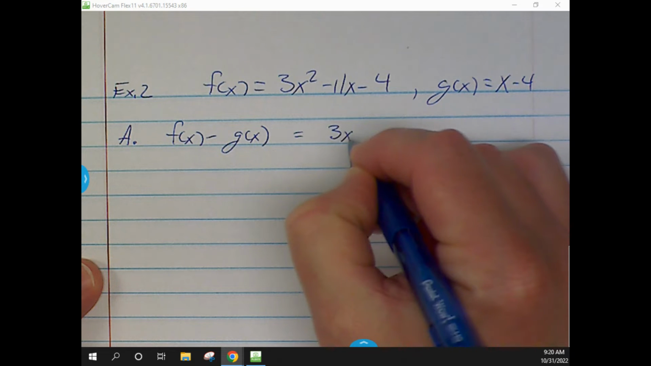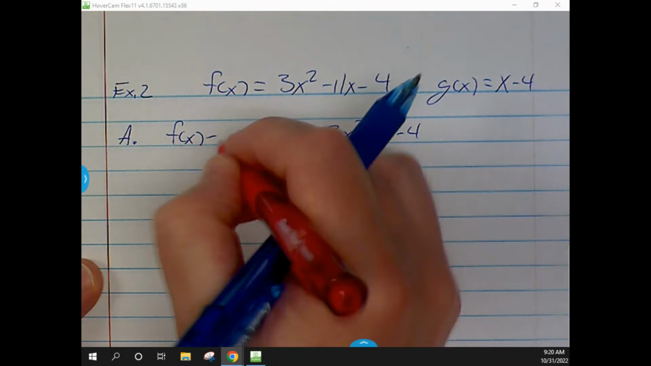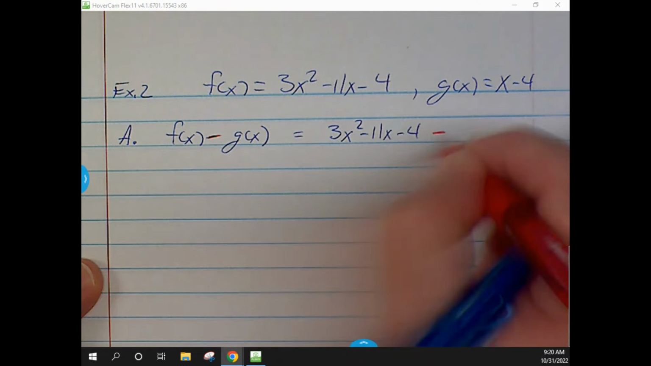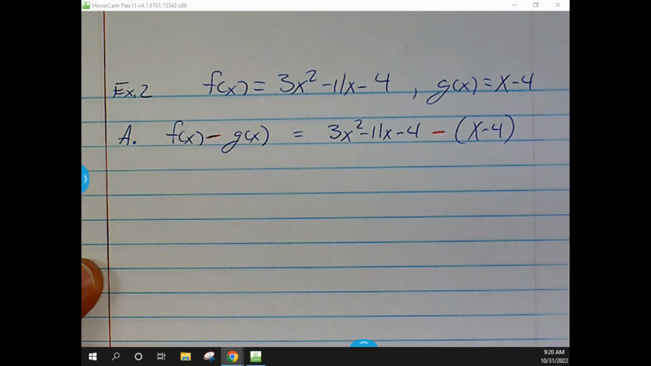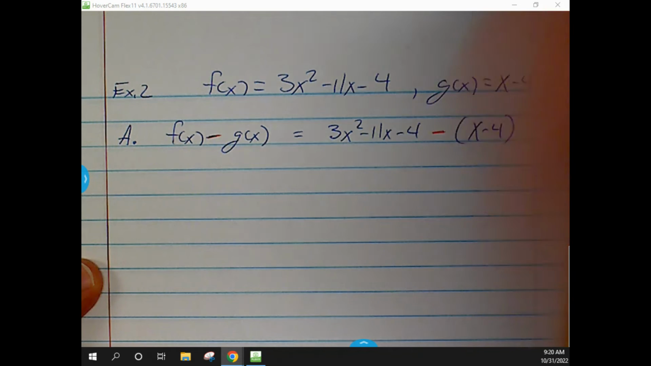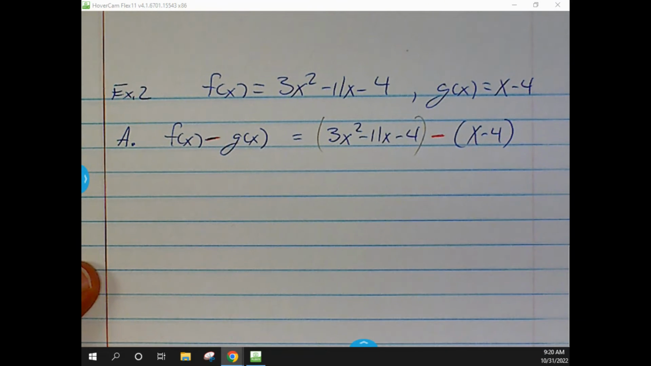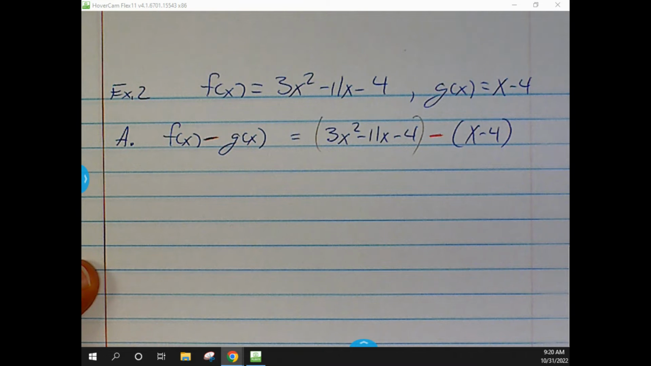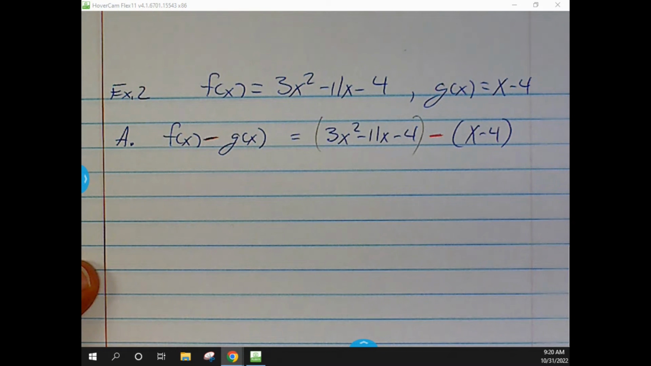All right, so that's 3x squared minus 11x minus 4. And when we do subtraction in this case, the big thing is that it's minus the whole g of x. So if you want to put parentheses there, you can. But really, it's the second one that you have to worry about. Addition or subtraction, you don't really have to have parentheses here. But if you want to think about it that way for all of them, you can go ahead and do it that way.